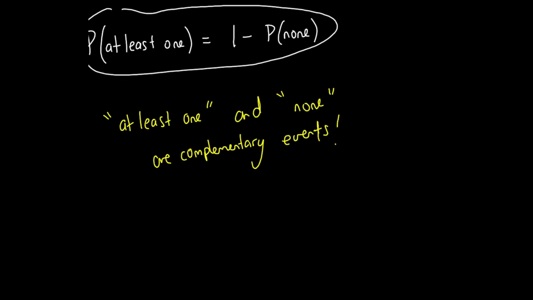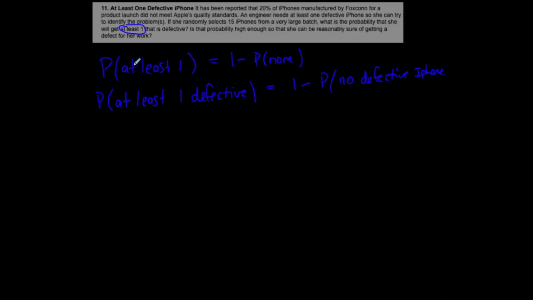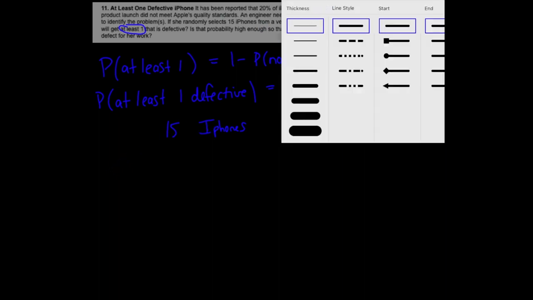It's always the situation. So if you're going to use that as a formula, if you're asked to find the probability of at least 1, always write 1 minus the probability of none. And then, what is your situation? The probability of at least 1 defective iPhone is equal to 1 minus the probability of no defective iPhone. But you have 15 iPhones. So I want the probability that at least 1 of these 15 iPhones is defective. That's my situation here. Well, I have to figure out for 1 phone before I could figure out 15.